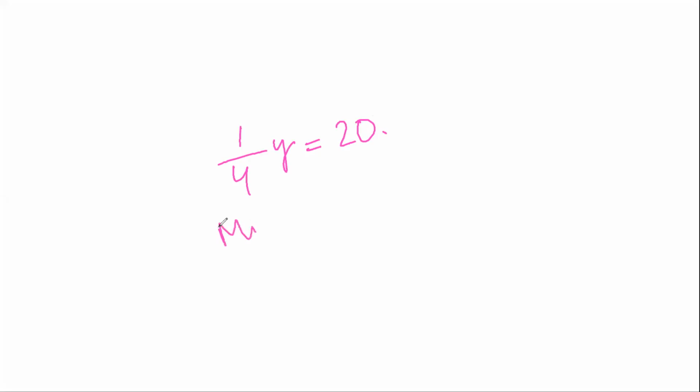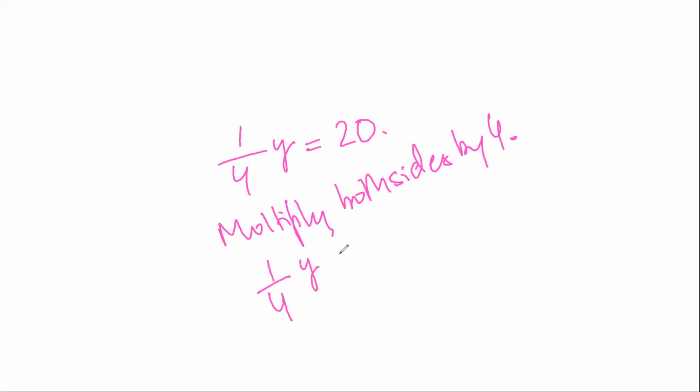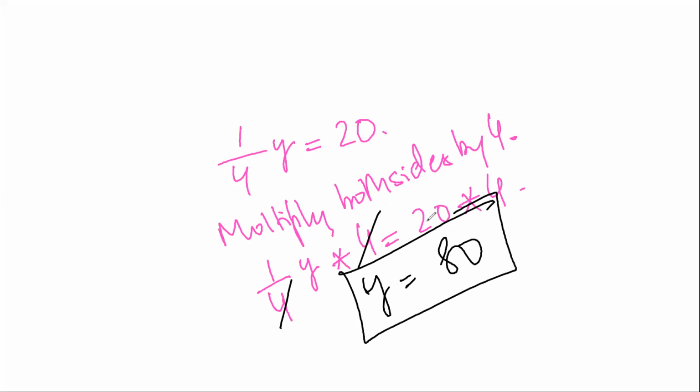Multiply both sides by 4. Why? Because this 4 and this 4 will cancel and y would be equal to 80. Any doubt, Mr. Satya? No. Okay.